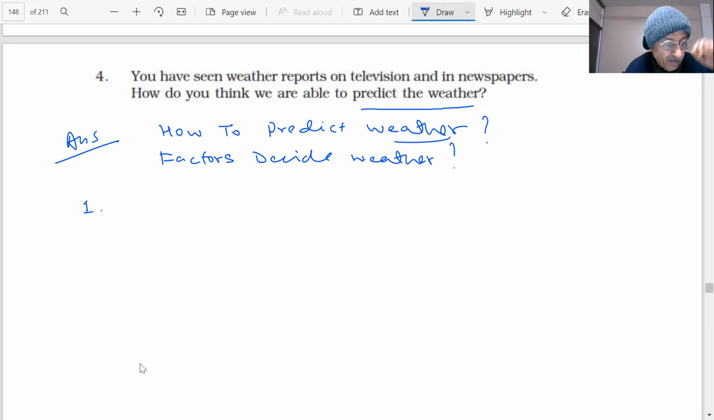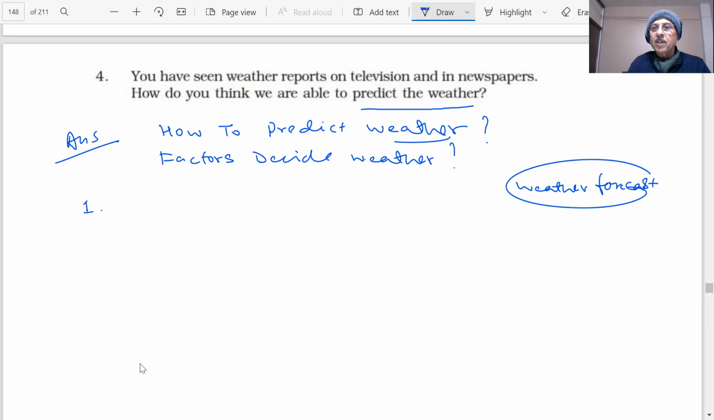Do you have any idea what they study? Weather forecast. Now this is interesting because we see the news sometimes and say, oh, weather forecast. You see the weather forecast on television of different countries, student. So how are they predicting the weather forecast? We are trying to find out what factors they are using, student.